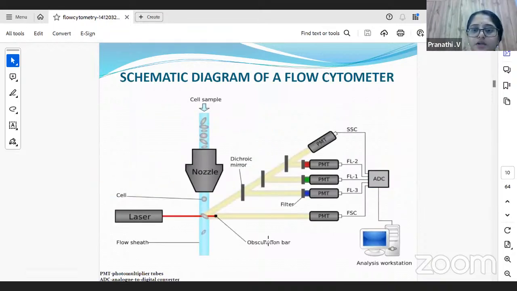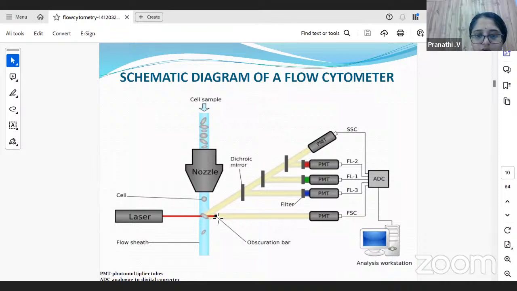So what is going to happen in your flow cytometer? These are the cells. This is the cell sample. You have the nozzle over here. Looks very simple, no? Cells are going to come out. There's a laser beam attached over here. This is the cells again. So you have a laser beam, and this is going to do all the work over here.